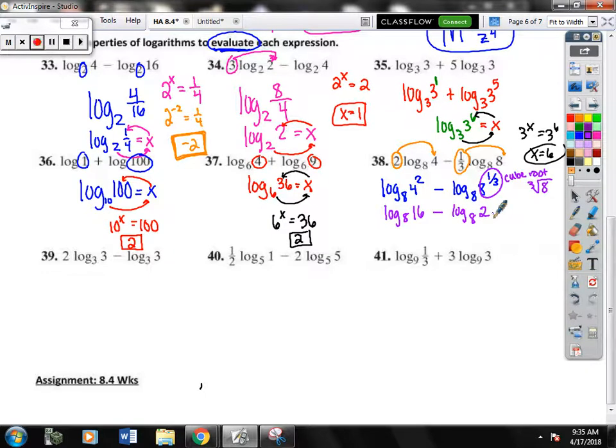So now we have two logarithms being subtracted, which means we would divide them to get log base 8 of 16 divided by 2, which is 8. Evaluate that by setting it equal to x, and we'll get 8 to the x power is equal to 8. Therefore, the answer is 1.